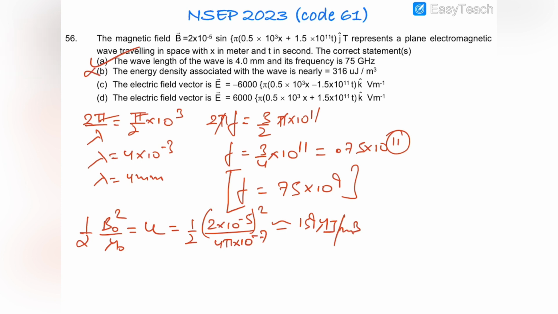The electric field vector would be in plus or minus k cap, because the propagation direction is in minus x axis and magnetic field is in y axis. And you can also check the value of E naught, which would be 6000. You can check that E naught by B naught is equal to C. Okay, so the correct answers are A and D only. Now we move on to the next question.